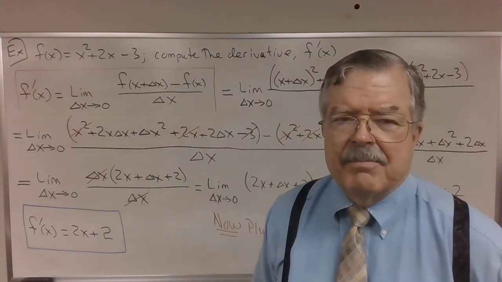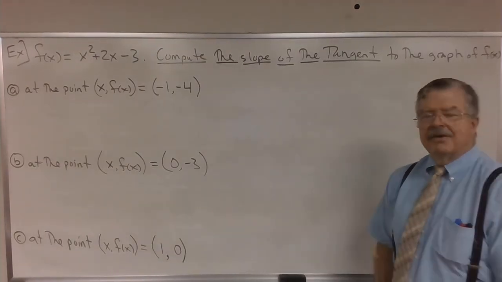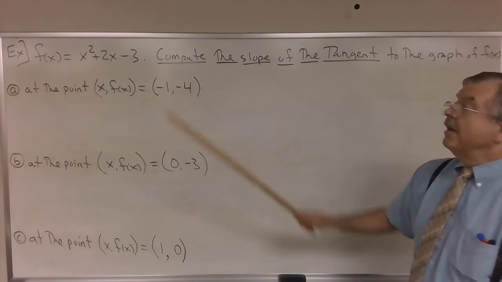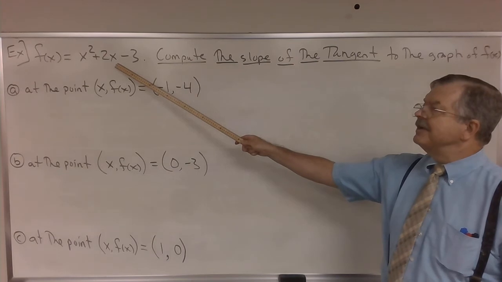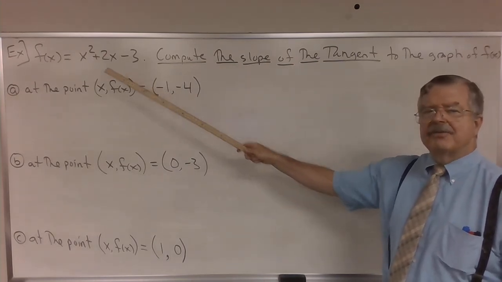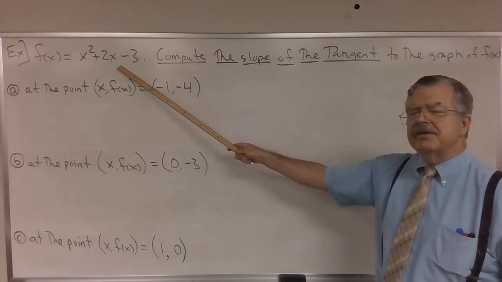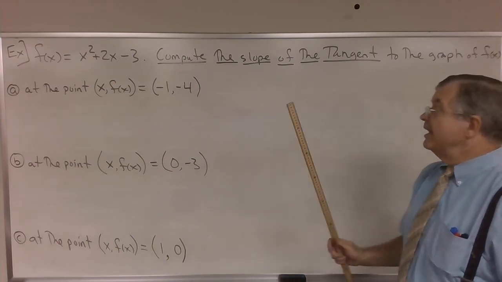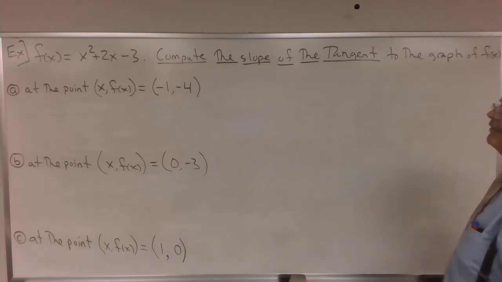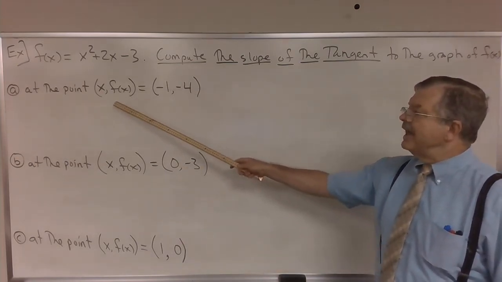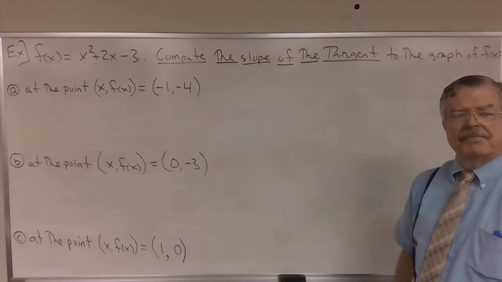Let's take this example and do another example. Okay, new exercise, but we're dealing with the same function. F of x equals x squared plus 2x minus 3. This is the same function whose derivative we computed in the previous example. And the directions say compute the slope of the tangent to the graph of f of x at this point x, f of x equals -1, -4.